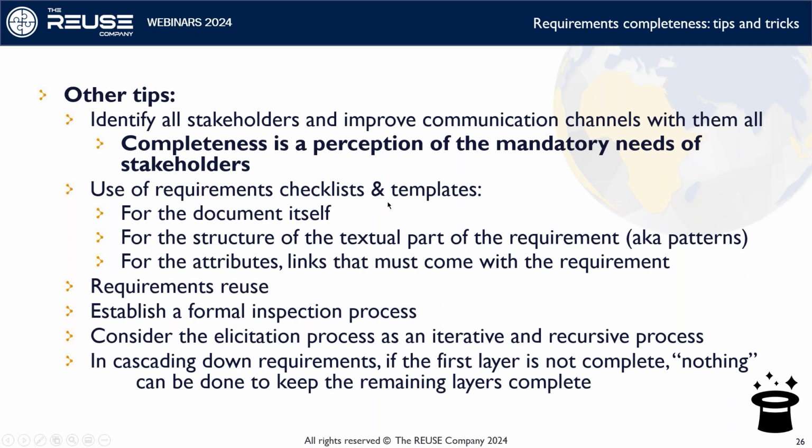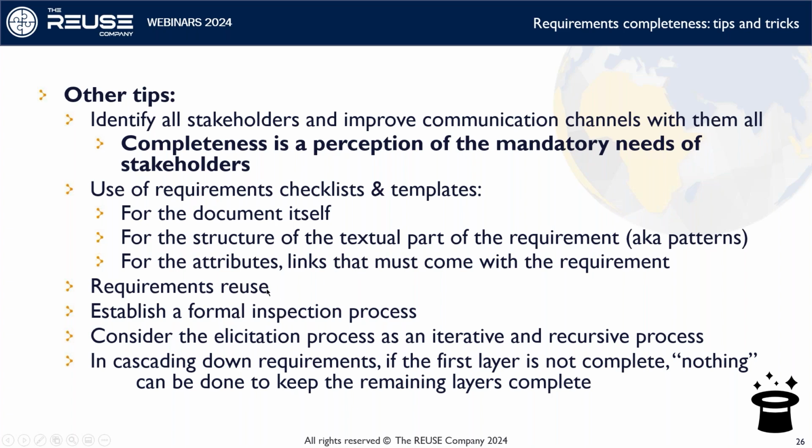So using checklists and templates, we make sure that we cover a minimum in the document structure, in the structure of the single requirement, so what we call patterns or boilerplates. The attributes also belong to the requirement statements, or what forms the requirements. I'm talking here about the INCOSE guide to writing requirements vocabulary. What forms the requirements expression is a statement and a set of attributes. So we need these attributes and links also to be defined.